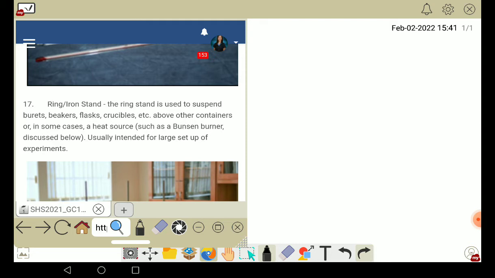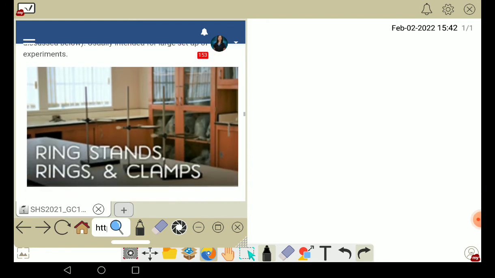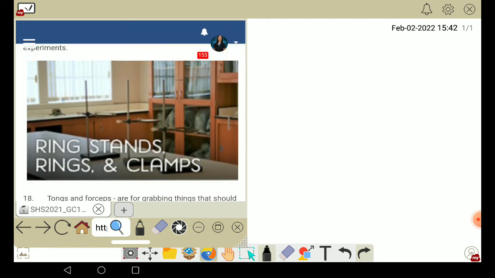They become a holder, or where this equipment is placed during the heating process or the experimental process. So these are the examples. We have here the stand and the ring. This is actually what we call a setup.